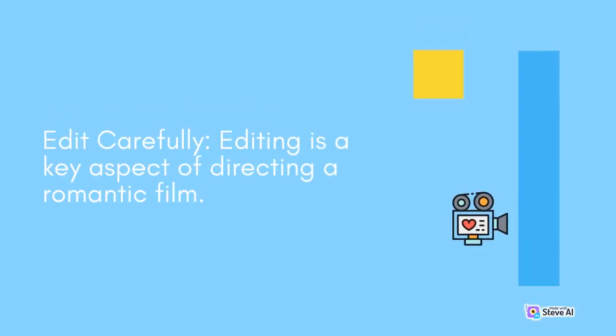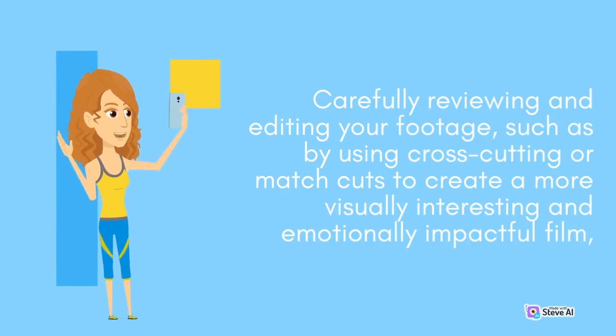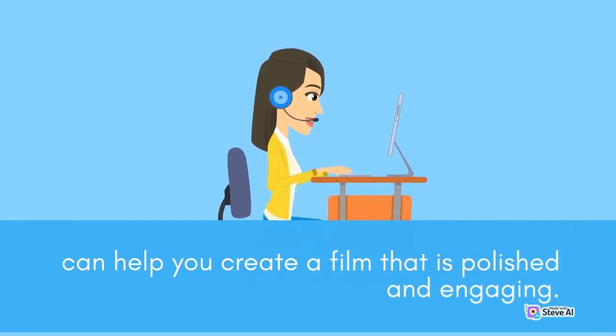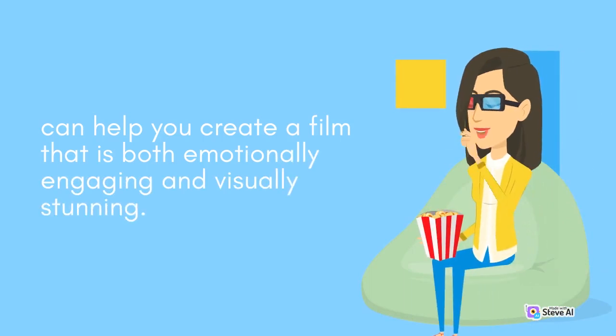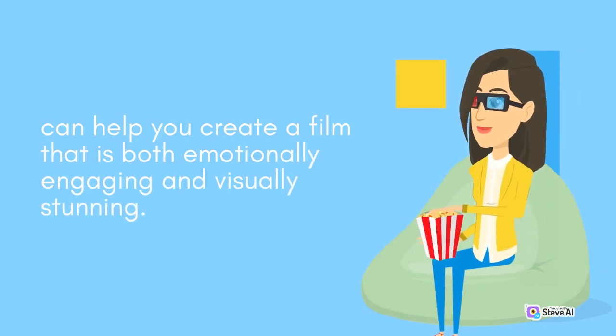Edit carefully. Editing is a key aspect of directing a romantic film. Carefully reviewing and editing your footage, such as by using cross-cutting or match cuts to create a more visually interesting and emotionally impactful film, can help you create a film that is polished and engaging. Collaborate effectively. Collaborating effectively with your crew, such as by communicating clearly and fostering a positive working environment, can help you create a film that is both emotionally engaging and visually stunning.